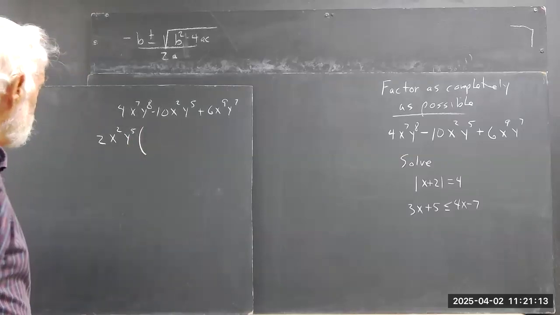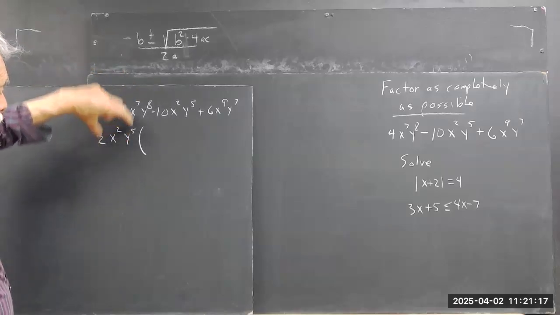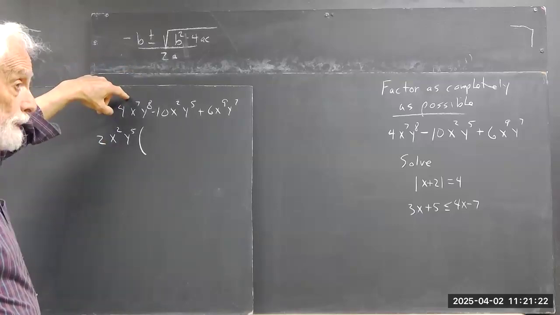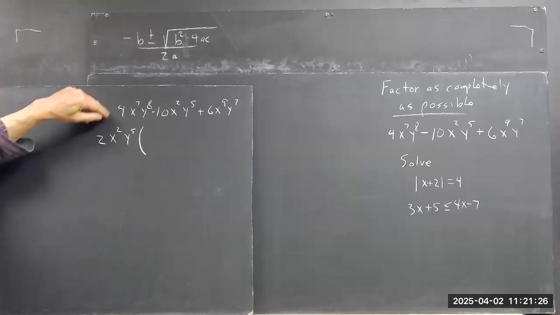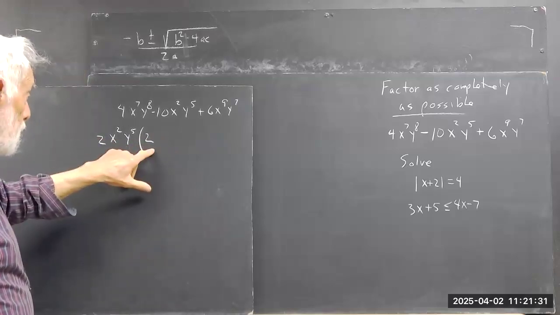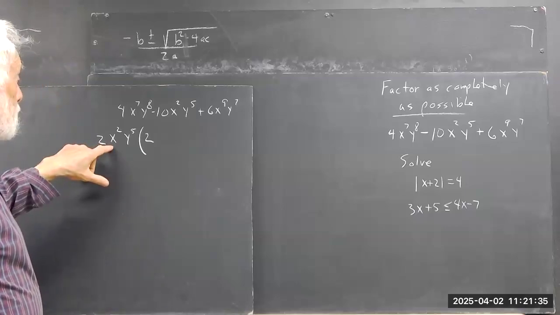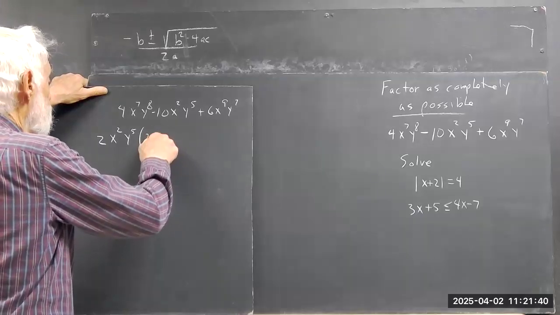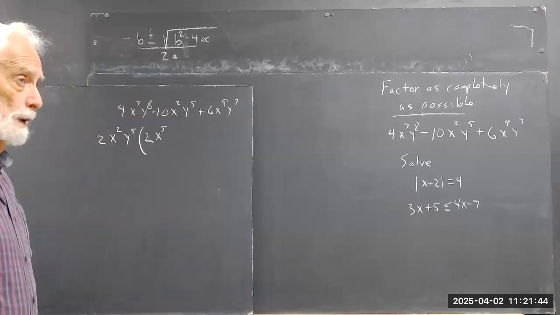Then we ask ourselves, what would we multiply by this to get this? Or if you like, how do we divide this with this? It's the same question. Well, 2 goes into 4 2 times, so we multiply the 2 by the 4. And then what do we multiply by x squared to get x to the seventh? We're going to have to multiply by x to the fifth, because we add exponents when we multiply.